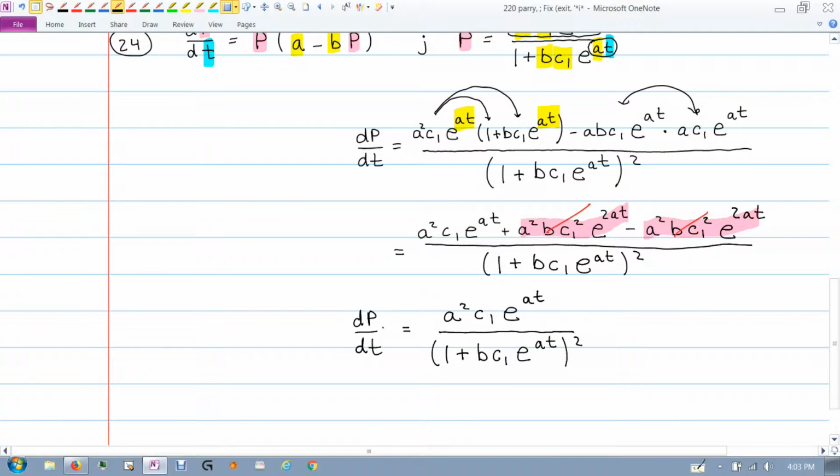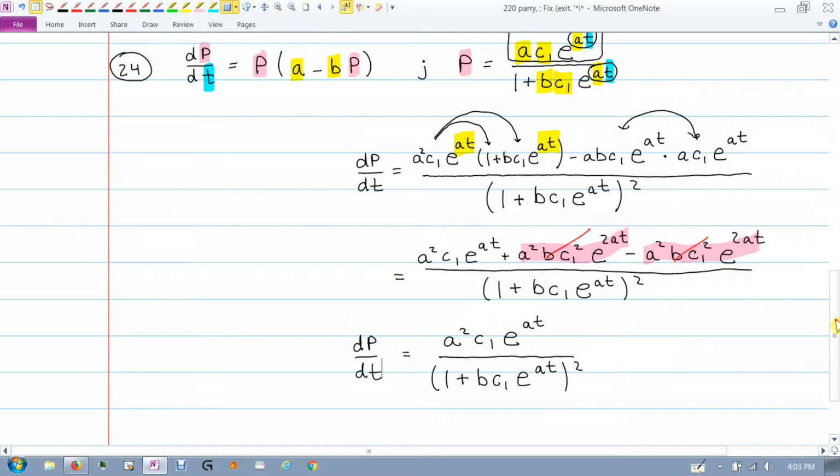It's a little nicer. I mean, it's still ugly, but it's a little nicer than what it was. Now I need to check it. So I need to see if that works in this formula. I'm just going to point out that this right side up here is AP minus BP squared. I don't know if that's going to help, but that's what the right side is, and the left side is dp dt. So let me try this now. I'm going to see if it works.